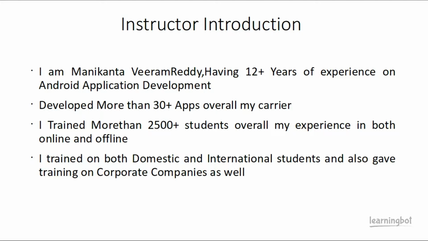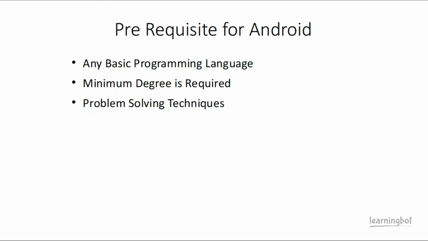Okay, fine. Now, if you want to learn Android, what do we need first? We need any basic programming language, guys. It may be C or C++ or Java, whatever it is, but we need a basic programming language. Why? Because Android isn't a programming language. We can develop Android applications by using Java or Kotlin. And a minimum degree is required.